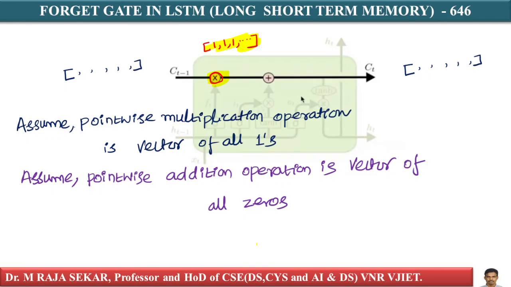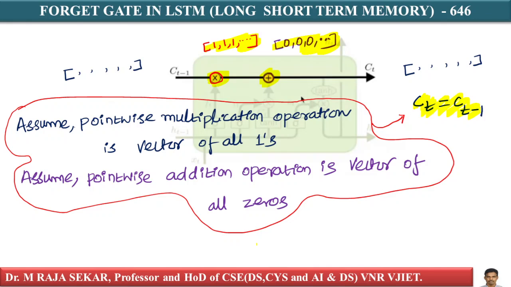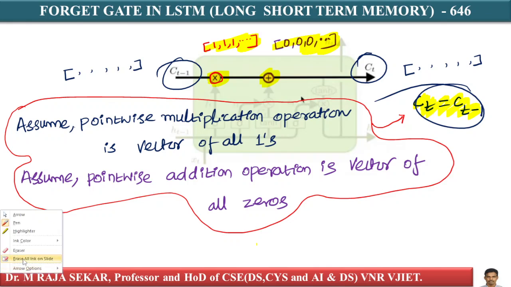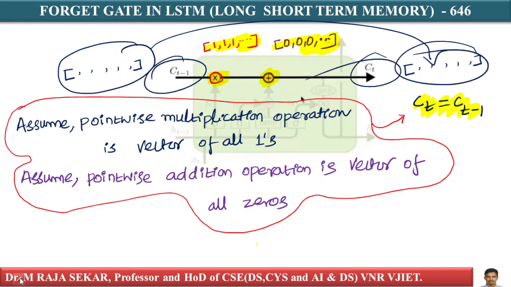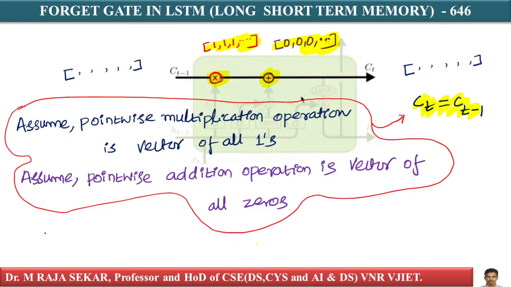We are assuming that the pointwise multiplication operation is a vector of all ones, and the pointwise addition operation is a vector of all zeros. If these two conditions hold, then ct becomes ct minus 1, meaning there will be no change between ct and ct minus 1. ct minus 1 and ct are the same, because whichever vector I get here, the same vector you can find here.